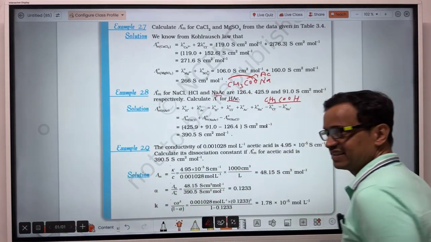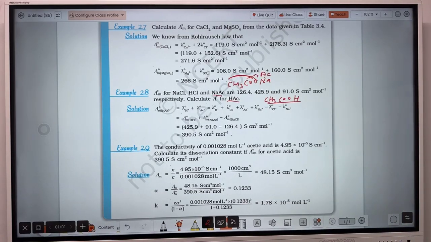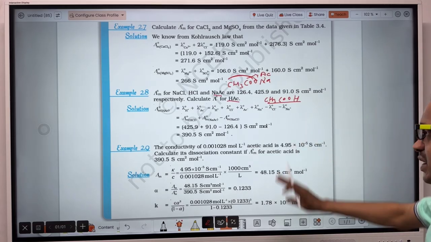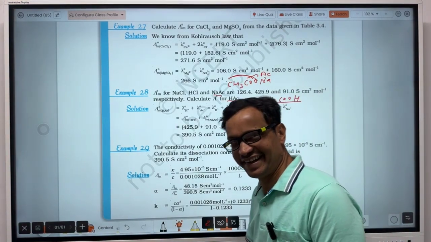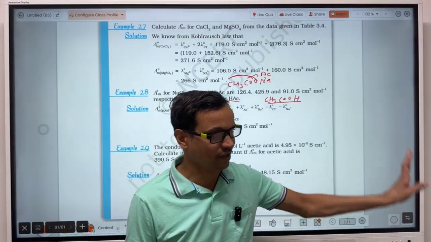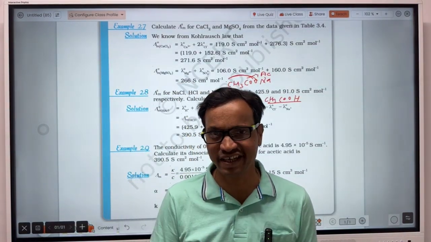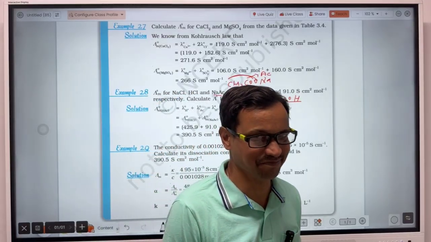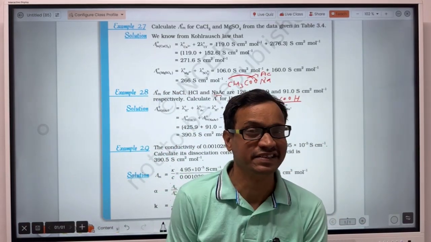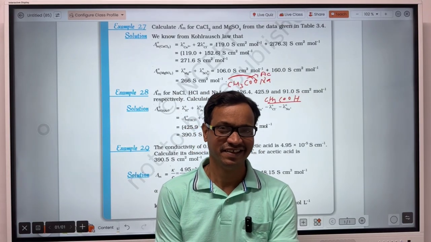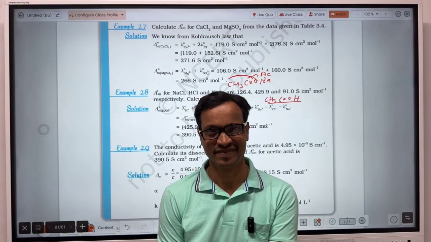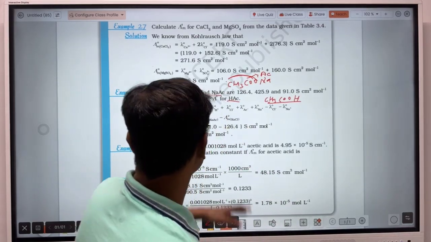What is here? Acetic acid is a weak electrolyte, so it will not dissociate completely in water. If it were a strong electrolyte, then you would simply say that the limiting molar conductivity of acetic acid would be equal to the limiting molar conductivity of acetate ion plus that of H plus ion. But acetic acid doesn't dissociate completely in water, that is, it is a weak electrolyte. So we will have to consider it by this method.